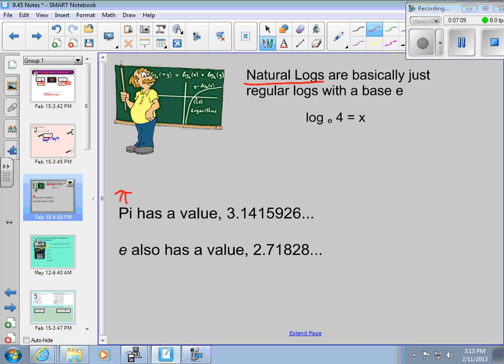So log base e of 4 equals x, that's called the natural log. And because it's useful in a lot of different occupations, it shows up very often, it has its own notation. Log base e of 4 can also be written as ln of 4. ln is the notation for natural log, and it means log base e. So anytime we're dealing with that, we use the natural log.